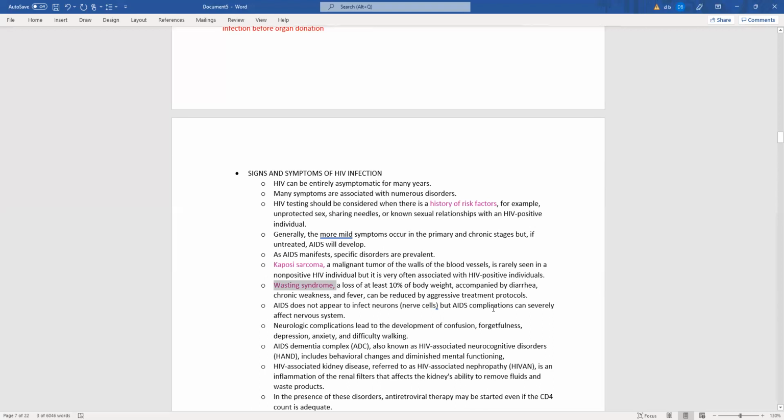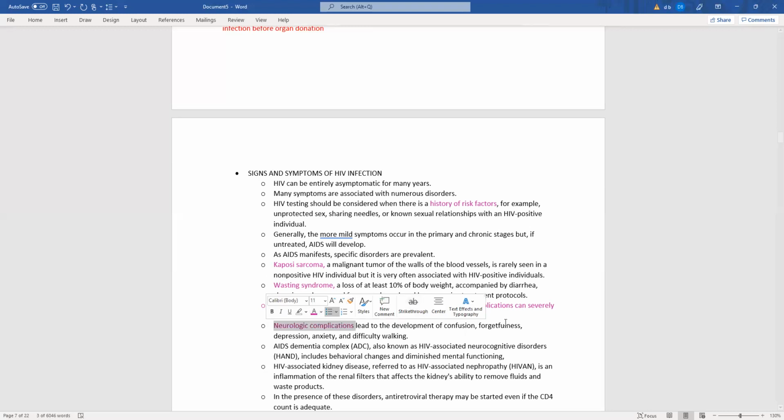AIDS does not appear to infect neurons, which are nerve cells, but AIDS complications can severely affect the nervous system. It doesn't infect the neurons or the nerve system, but AIDS complications can severely affect the nervous system. Neurologic complications lead to the development of confusion, forgetfulness, depression, anxiety, and difficulty walking.